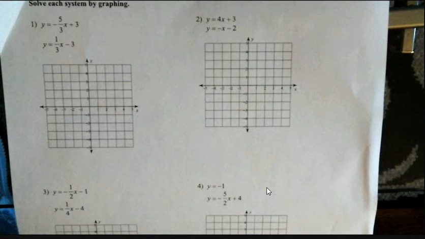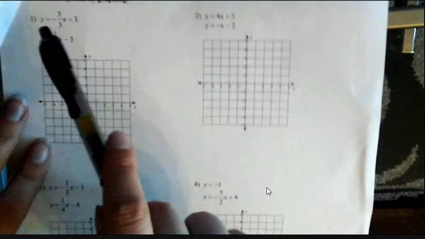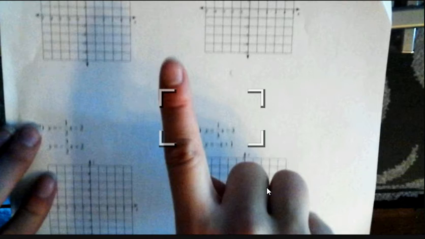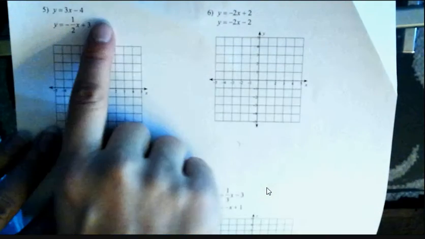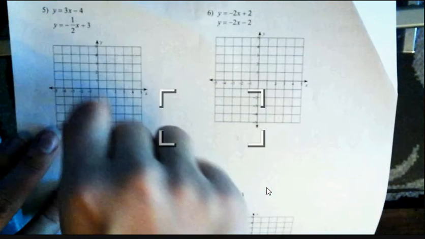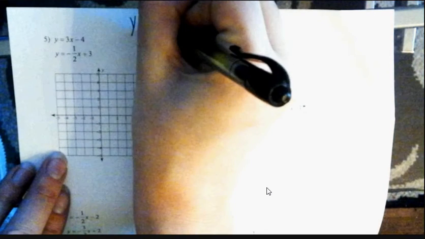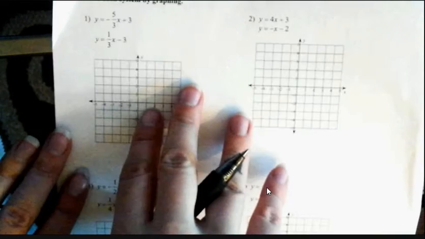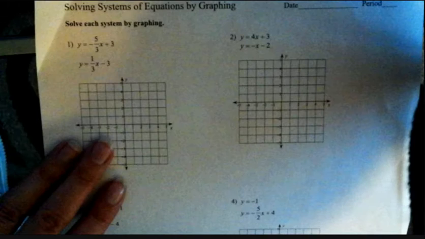For today's ELT, the first part, you're going to solve each system of equations by graphing. So this page is front and back. The first thing we want to do whenever we're graphing is check to make sure we have slope-intercept form. And remember, slope-intercept form is y equals mx plus b. Looking at this practice, all of these equations are already in slope-intercept form for you. So we're very lucky, we get right into graphing.